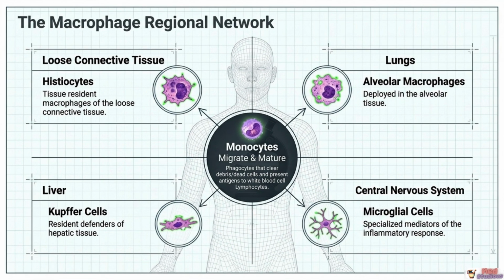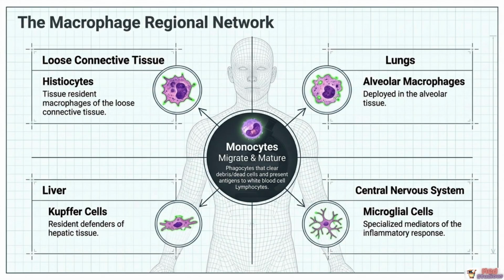Loose connective tissue is also a major immune battlefield, guarded by a widespread network of macrophages. These cells originate as monocytes in the blood. They migrate into the tissue, mature into large phagocytes, and act as garbage collectors, clearing dead cells and debris, while also presenting foreign antigens to white blood cell lymphocytes.